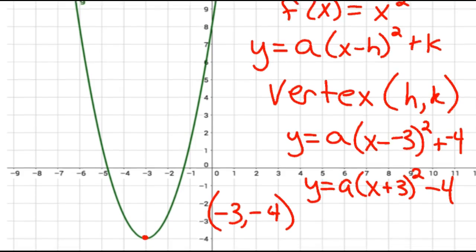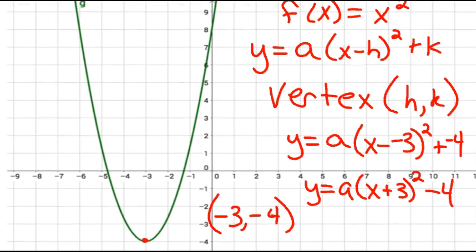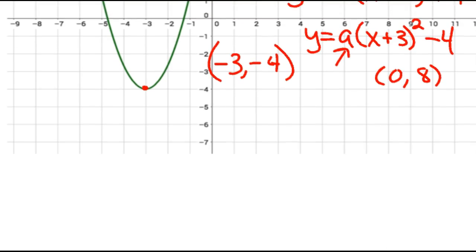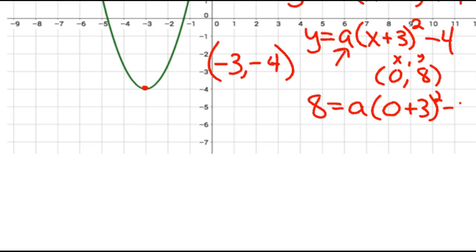But let's go ahead and finish finding the equation of this graph. We need to find out what this A stands for. To do that, I always pick the easiest point I can find, and this one's pretty easy. That's not the vertex. The y-intercept is (0, 8) in this case. So I can plug that in to find A. We're going to plug 0 and 8 into our function. So 8 equals A, that's what we're trying to find, times... you plug in x comma y, so you plug 0 in for x: (0 + 3) squared, minus 4.